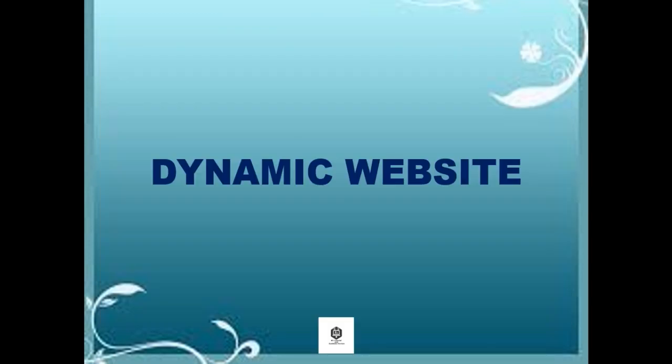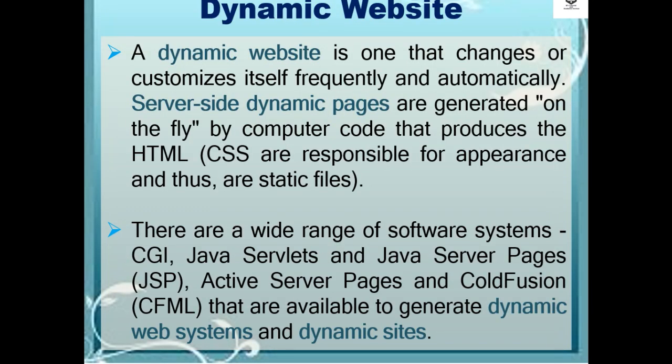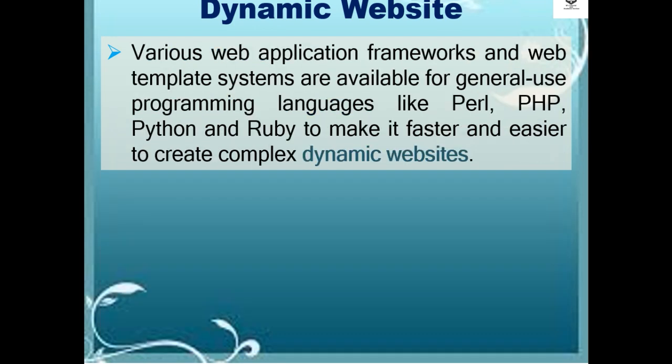How about dynamic websites? A dynamic website is one that changes or customizes itself frequently and automatically. Server-side dynamic pages are generated on the fly by computer code that produces the HTML. CSS files are responsible for appearance and thus are static files. There is a wide range of software systems such as CGI, Java Servlets, Java Server Pages or JSP, Active Server Pages, and ColdFusion or CFML that are available to generate dynamic web systems and dynamic sites. Various web application frameworks and web template systems are available for general use programming languages like Perl, PHP, Python, and Ruby to make it faster and easier to create complex dynamic websites.